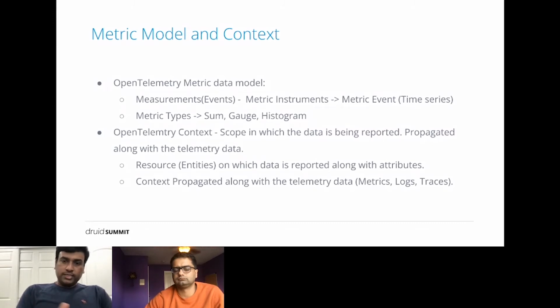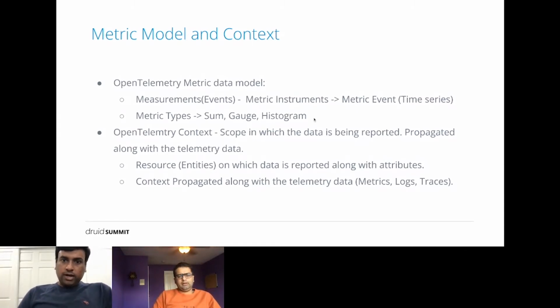like whether it is a cumulative value which I observed for the current event time, or is it a delta? Cumulative is the total over the period where the service was running, while delta represents the time interval for which the metric event was computed. OpenTelemetry has three types of metric types: sum, gauge, and histogram. I've sort of covered it in the explanation I gave related to the measurements and metric events.